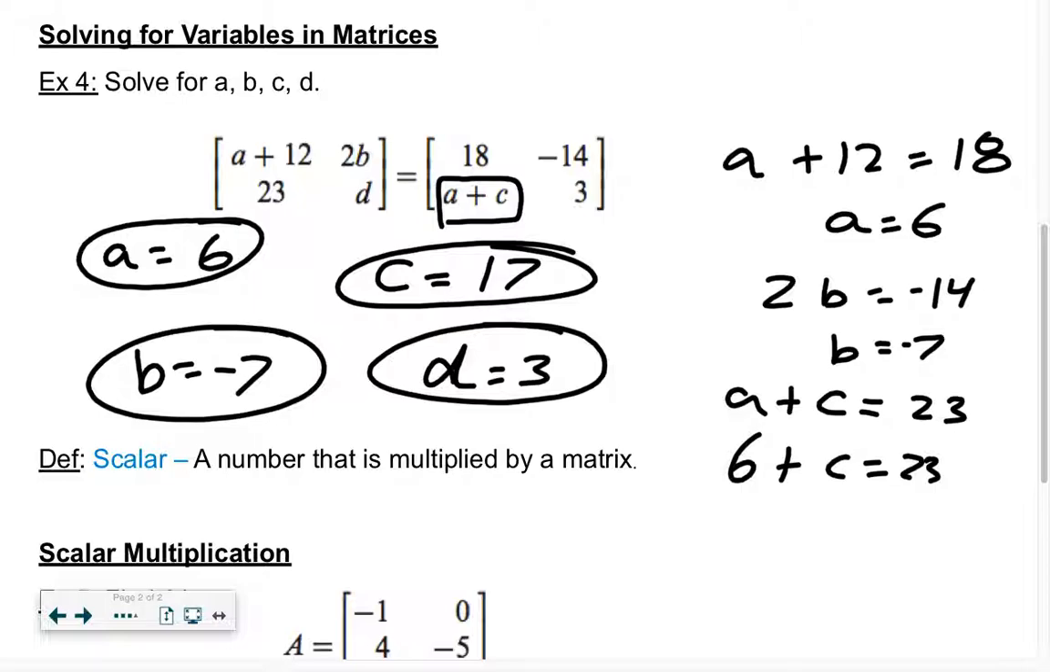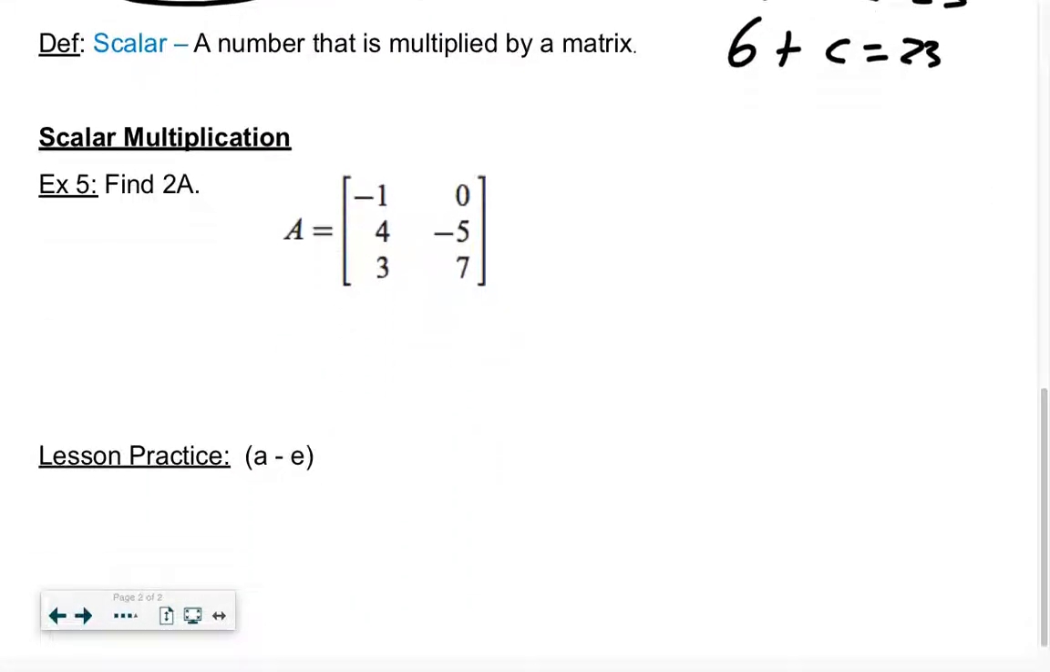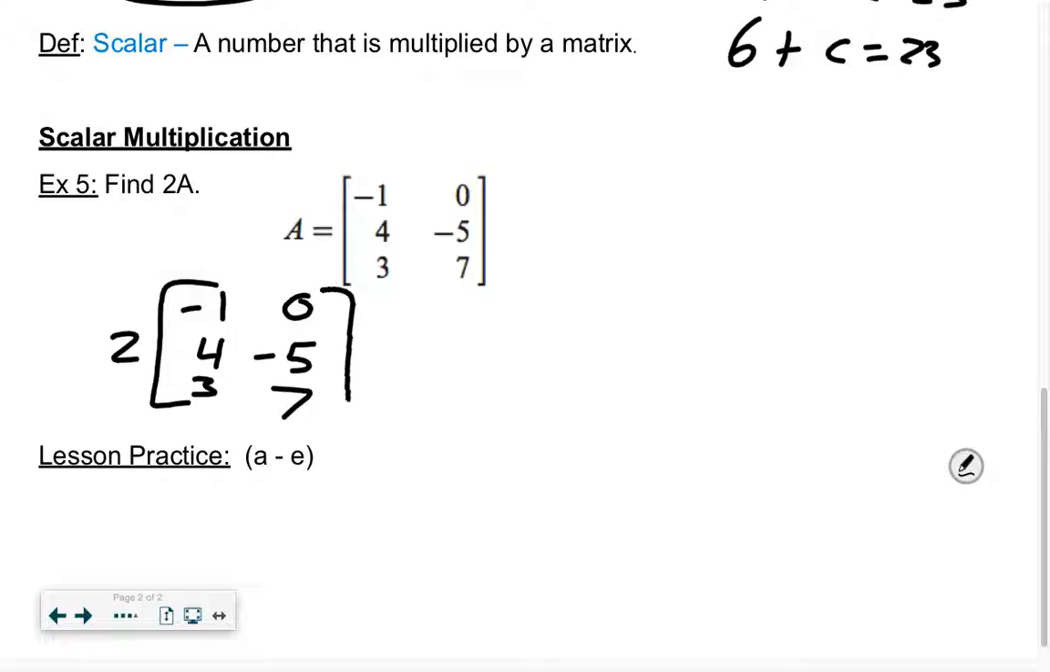We are just about done. Hang with me. Last thing we need to talk about is scalar multiplication. When they use the term scalar in the book, it's simply what you multiply by. So suppose you have a matrix A, and they want us to find 2A. Well, simply what we need to do is take 2 times whatever that matrix is, and then do it for every element. 2 times -1 will get us -2, 8, 6, 0.